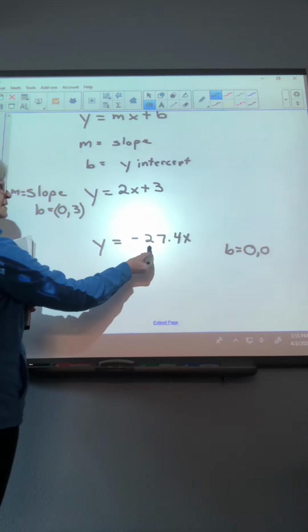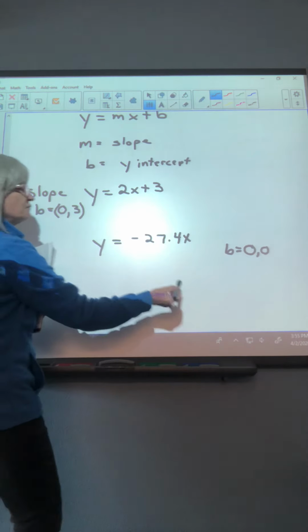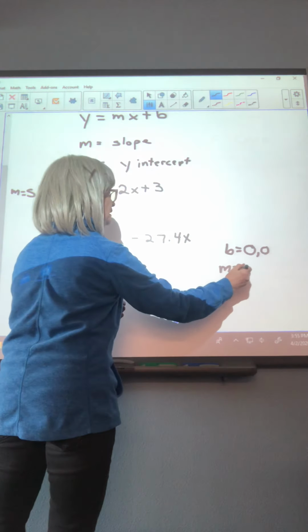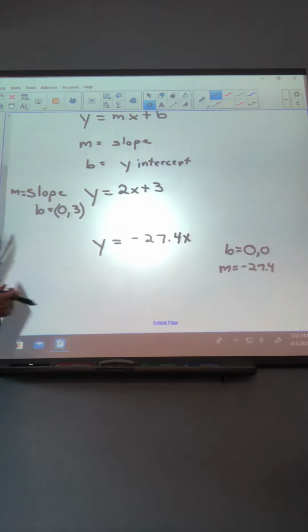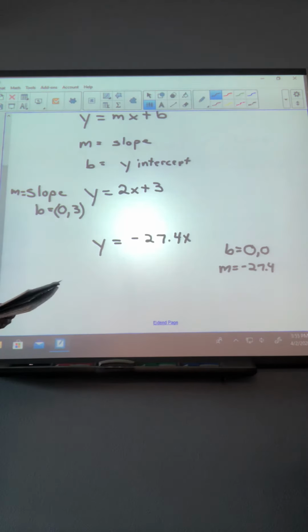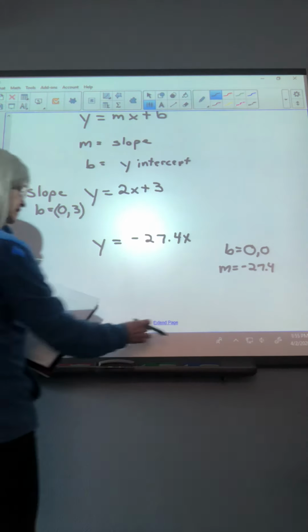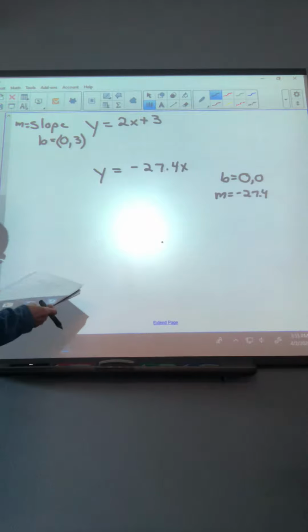So the slope is a negative 27.4. So we'd say m is equal to a negative 27.4. And then that's all you would need to do in that case. Okay? All right, so let's see if we can find the slope and the y-intercept in number 3.